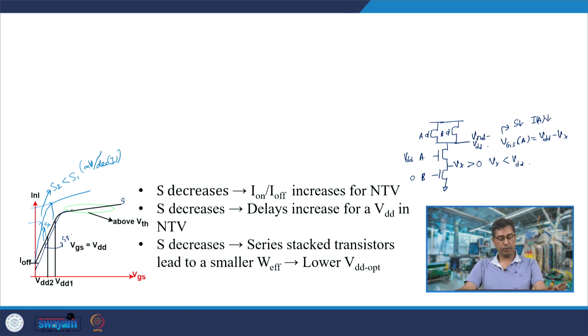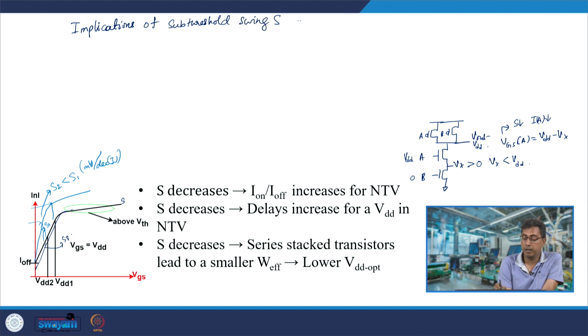So, what do we mean to say that if S is smaller, then the leakage current through a series stack is smaller? Now in the previous lectures we had discussed effective W. If S is small, the effective W in terms of the inverter leakage also is smaller, and we had seen in the previous lecture that if effective W is made smaller, then the optimum VDD, the minimum energy point, also moves down. So, VDD optimum also reduces because of this.